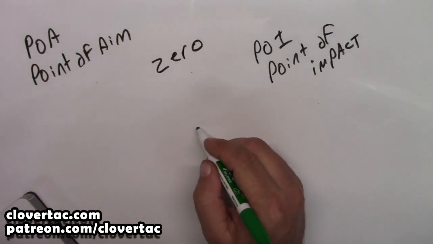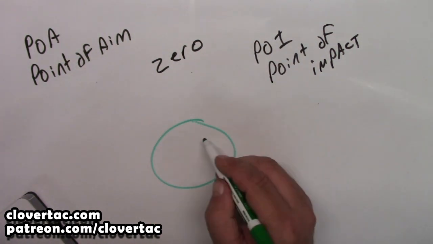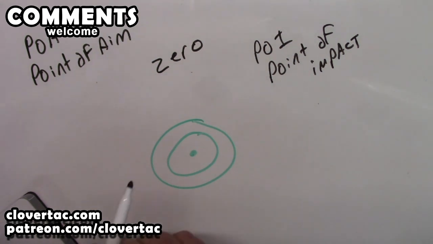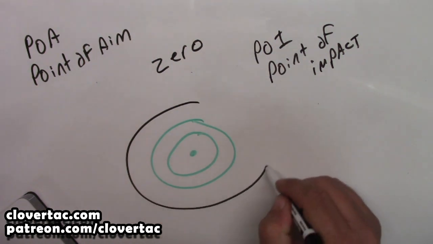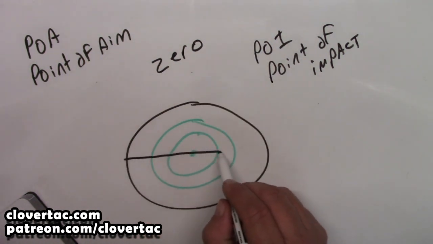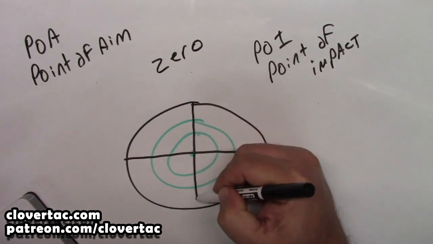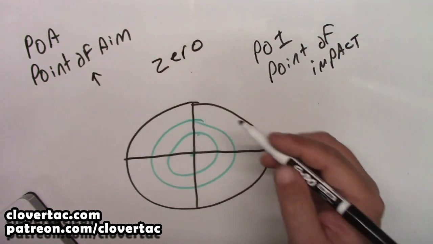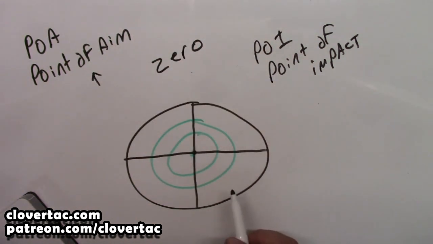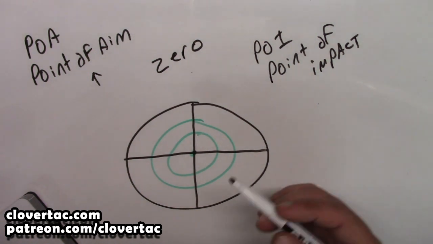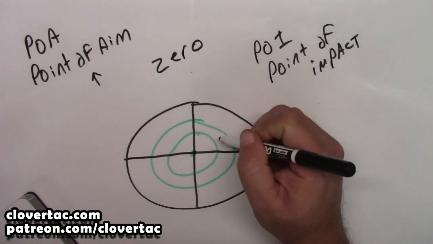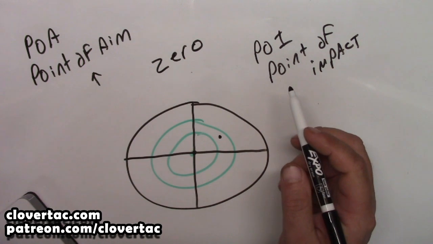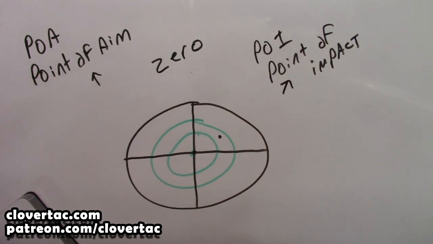Now imagine, if you will, a target. We've got a target here. Put a couple of rings in it and a bullseye. And you're looking at that target through a scope, and you line those crosshairs up with the bullseye. Now, our point of aim, again, is going to be right here, dead center in that bullseye. But when we fire, let's say that the shot actually hits right here. This is what is the point of impact.